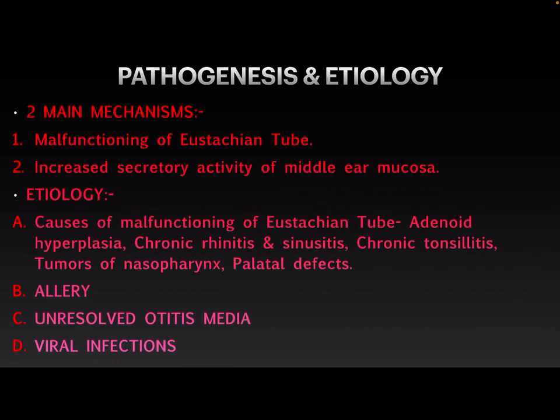Now, etiology. What causes this malfunctioning of eustachian tube and this increased secretory activity of middle ear mucosa? Malfunctioning of eustachian tube can occur due to various reasons, which we saw in acute suppurative otitis media also. These include adenoid hyperplasia, chronic rhinitis, sinusitis, chronic tonsillitis, tumors of nasopharynx, palatal defect. All of this can cause malfunctioning of eustachian tube, in the sense that it gets blocked and the drainage will not happen. That is the main defect over here.